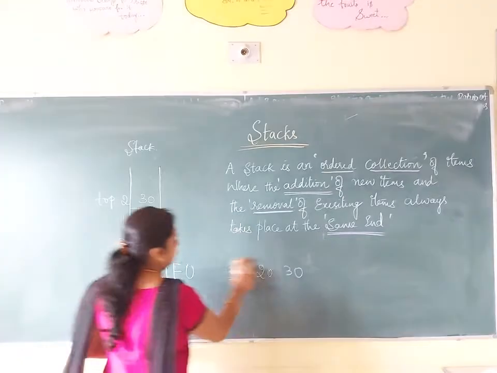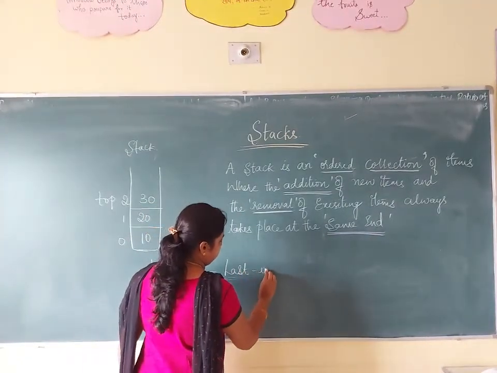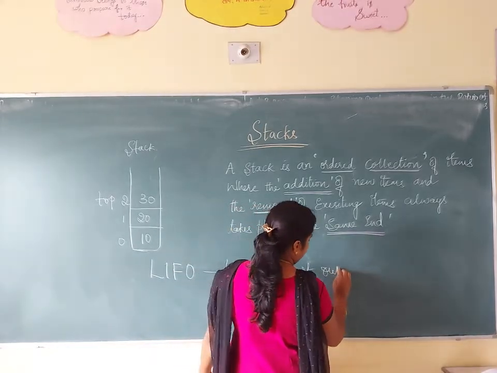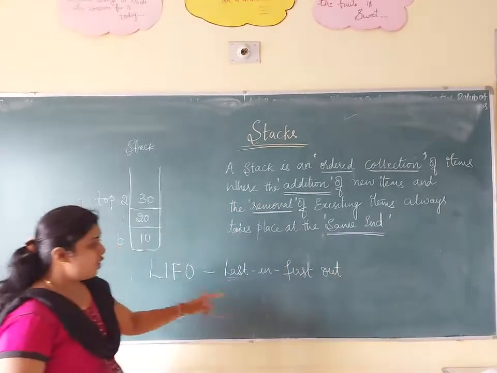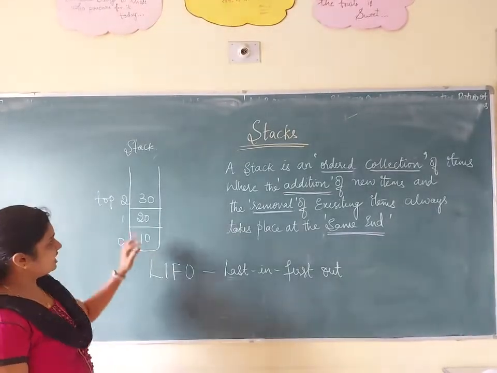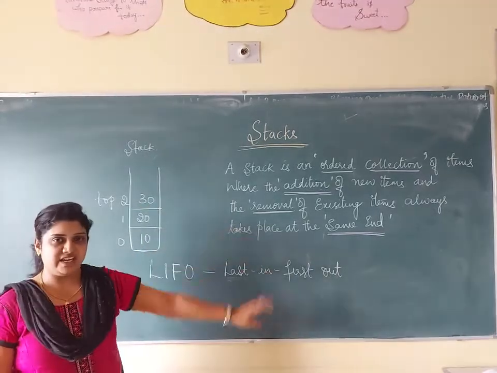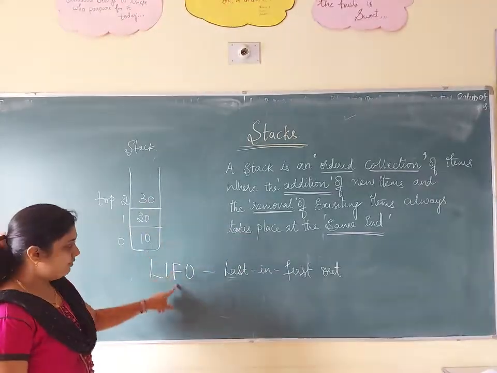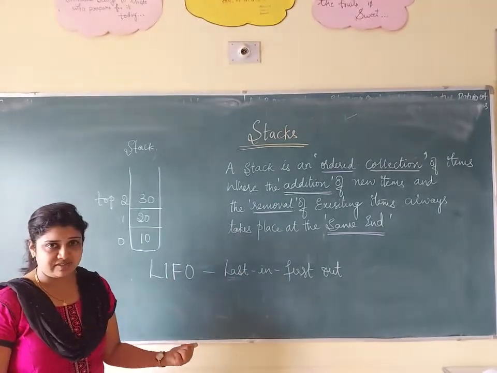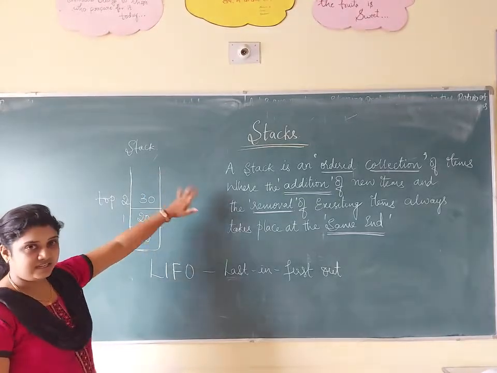LIFO indicates last in, first out. In the sense, whichever element is inserted last, which is the element we have inserted last, that is 30, that will be deleted first. Okay, see here, LIFO means last in first out. Which element I have inserted at last, that is 30. That will be deleted first.